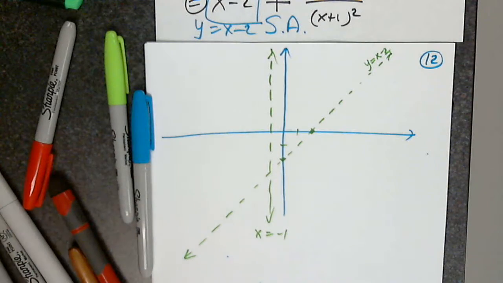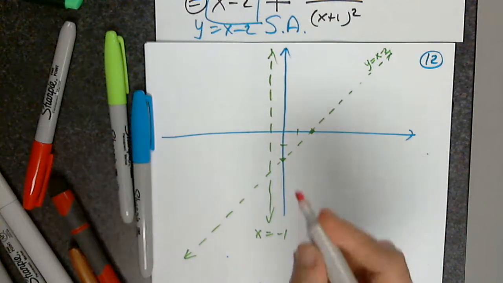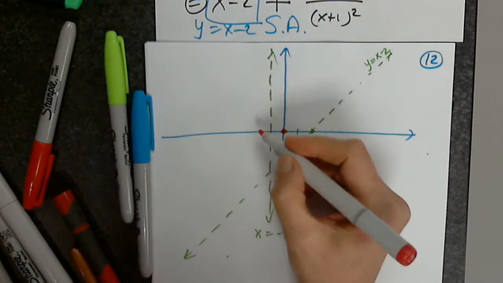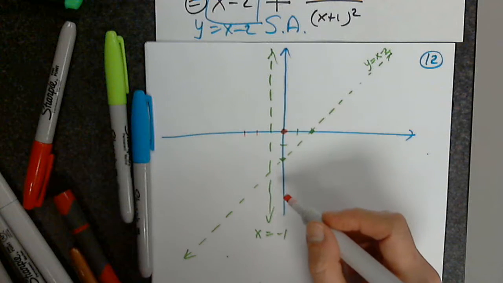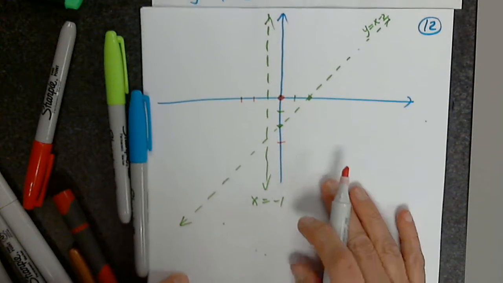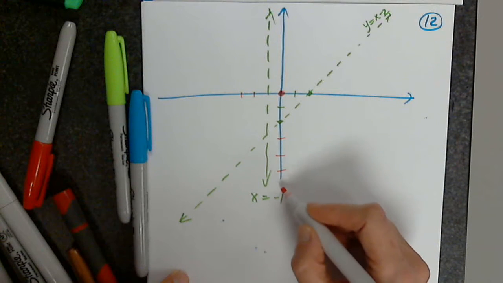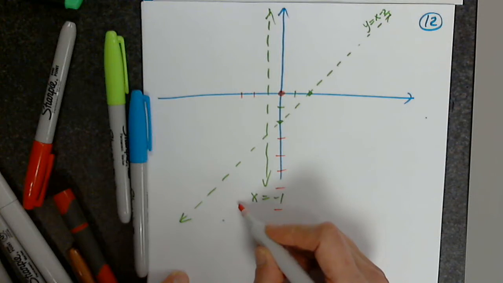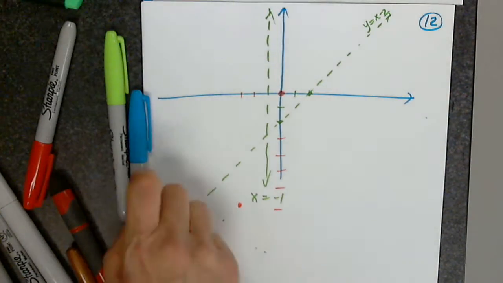Now I will plot 0, 0. And I will plot -3, -6.75. 2, 3, 4, 5, 6, 7. I'm going to extend my lines here.